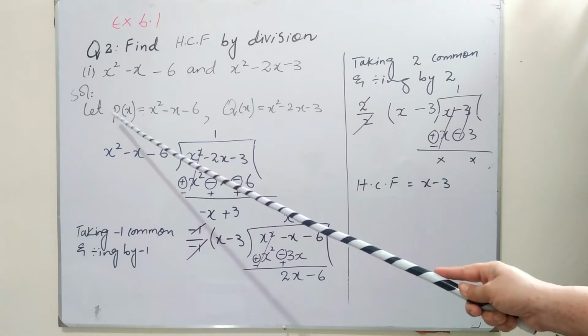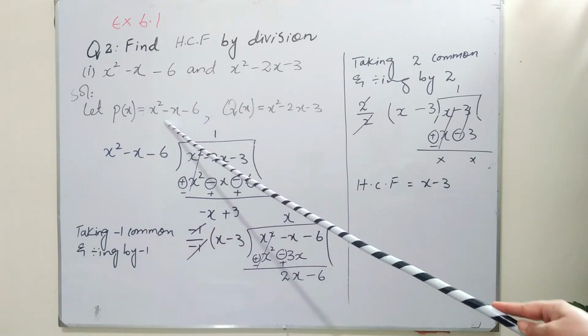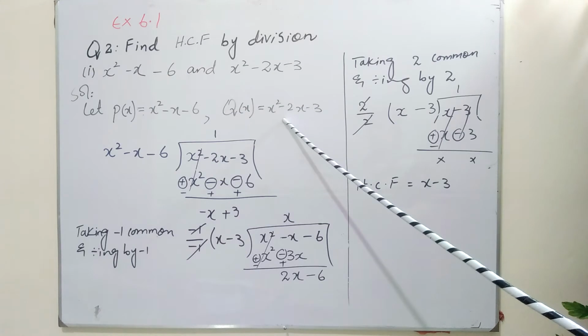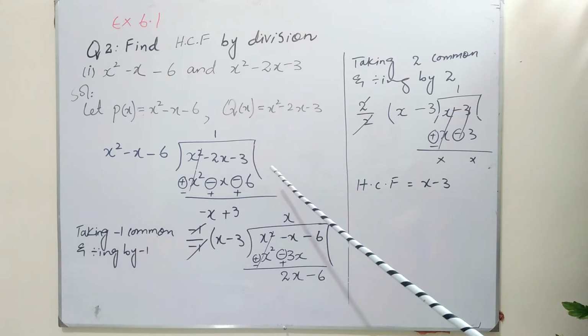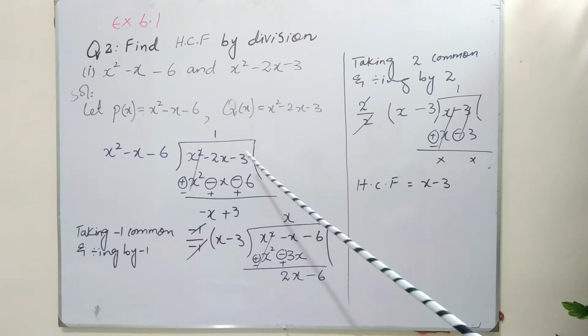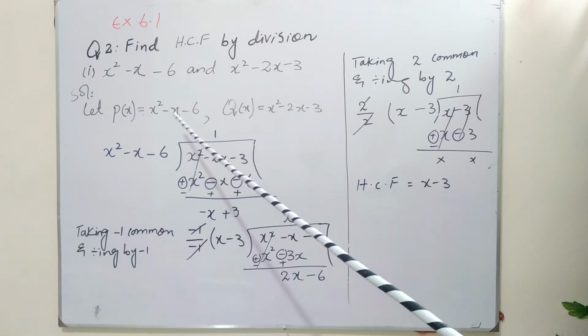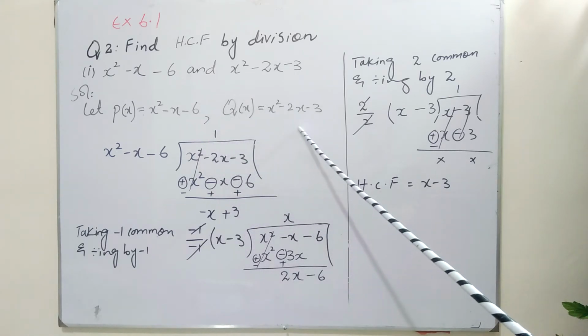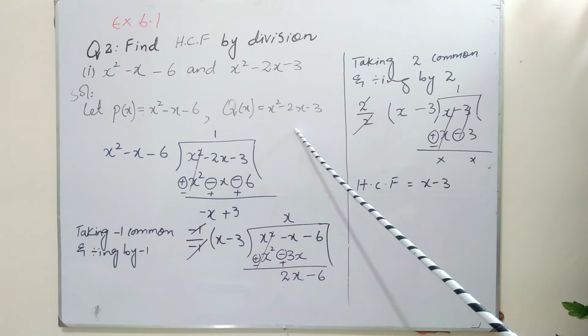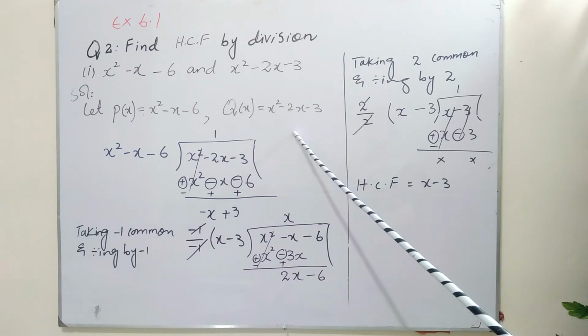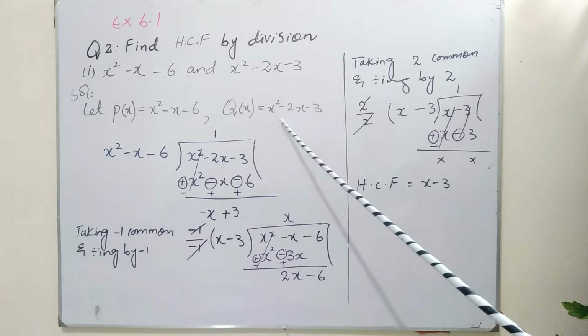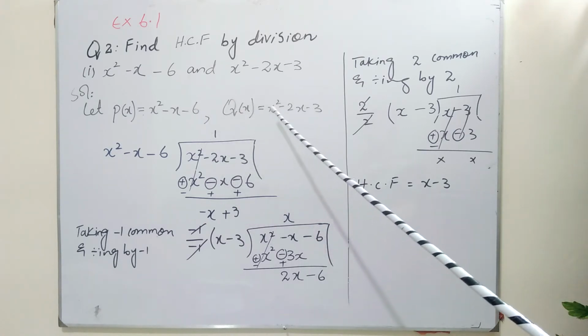In the solution, first of all, we let the first term be p of x and the second one be q of x. Now we will divide the two terms and find the HCF of the two statements. For that, we have to make one term the divisor and the second one the dividend. To decide which term should be the dividend or divisor, you will check the degree of the two terms, that is the highest power. Degree means the highest power.